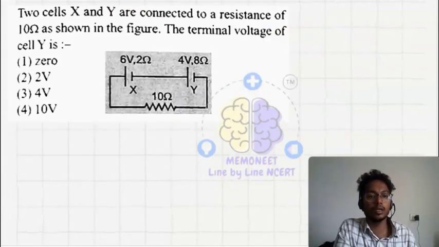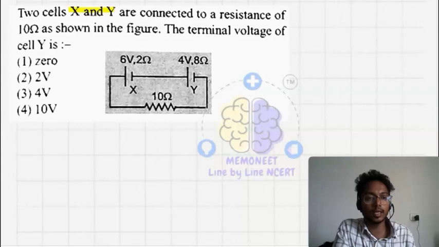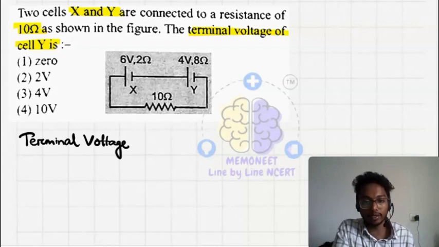Let's see this question here. It says that two cells X and Y are connected to a resistance of 10 ohm as shown in the figure. The terminal voltage of cell Y. Okay, so what do you mean by terminal voltage? Terminal voltage is the voltage across a battery when the battery has its internal resistance.